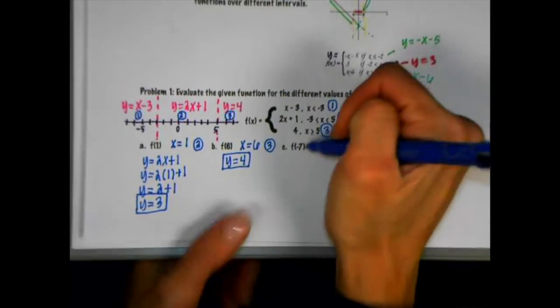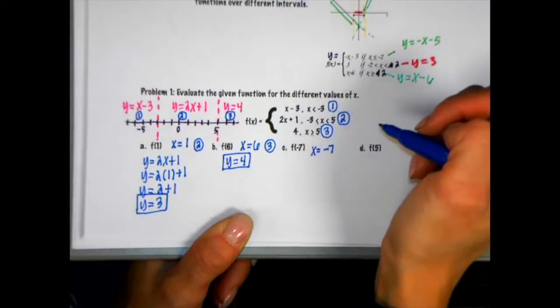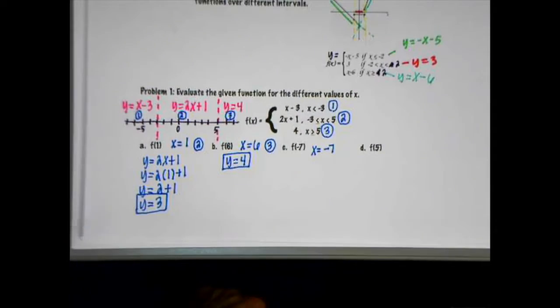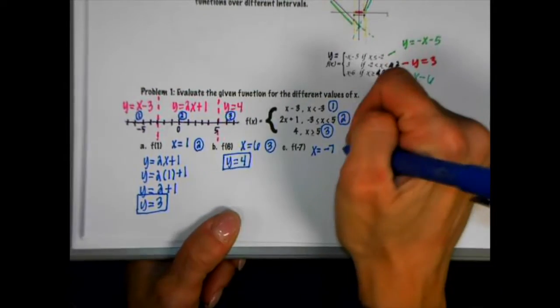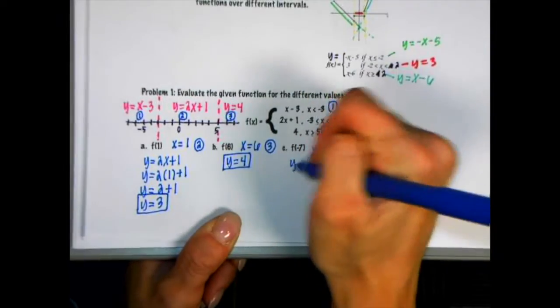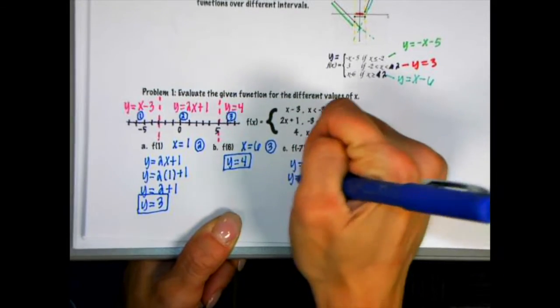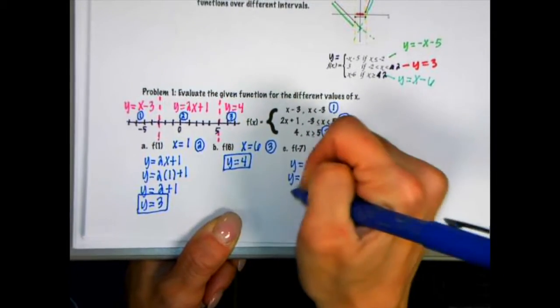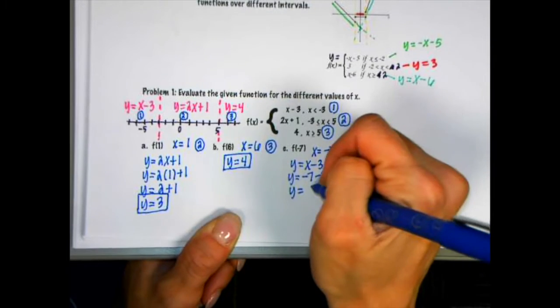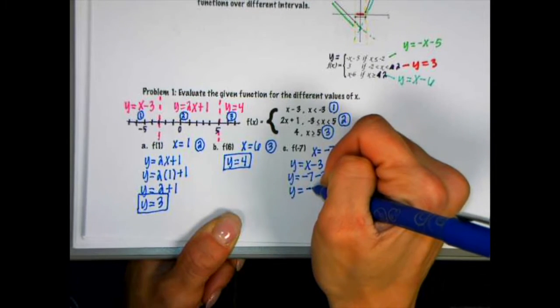All right, this one, what x value am I using? -7. So figure out which one that falls in. 1. So we're going to use y equals x minus 3. And plug in the x. Y equals -7 minus 3. So what does y equal? Negative.